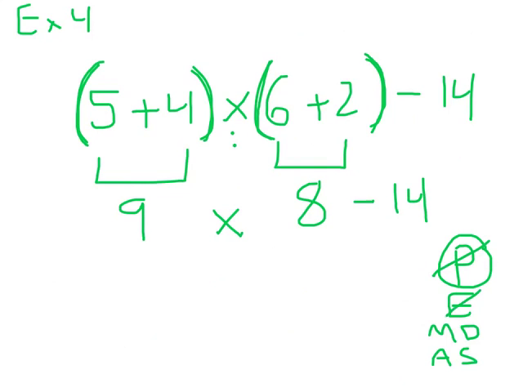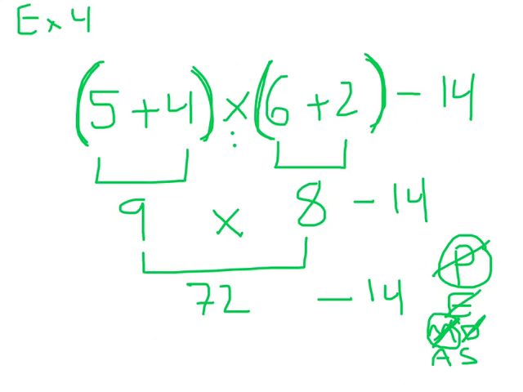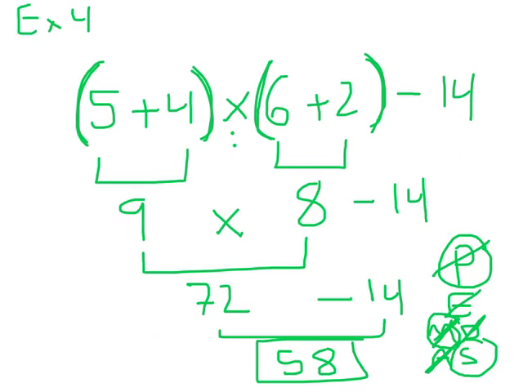I know I don't have any exponents, but I do have multiplication. I'm going to do that next. I know that 9 times 8 is 72, and I'm going to bring down my minus 14. Now I'm done with my multiplication. I don't have any division, addition, but I do have subtraction. I know that 72 minus 14 is 58. So I know my final answer is 58.